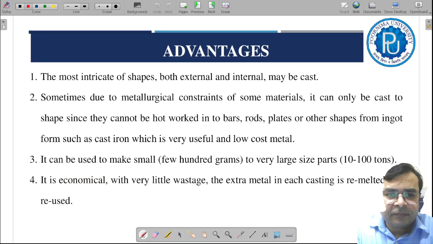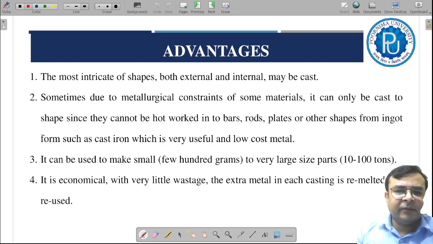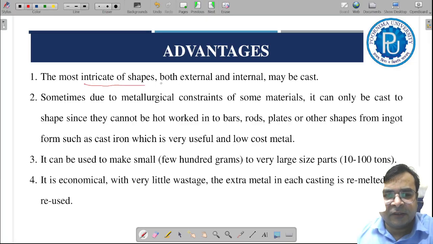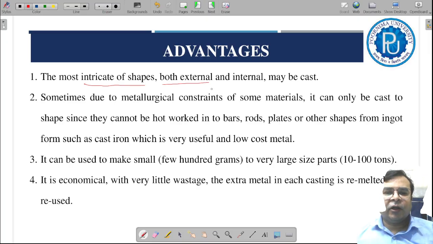Okay, next, what are the advantages of the metal casting process? Obviously the metal casting process has several advantages. Since it involves pouring of liquid metal, it is able to produce very intricate or very complex objects, externally and internally, which is not possible by some other processes.